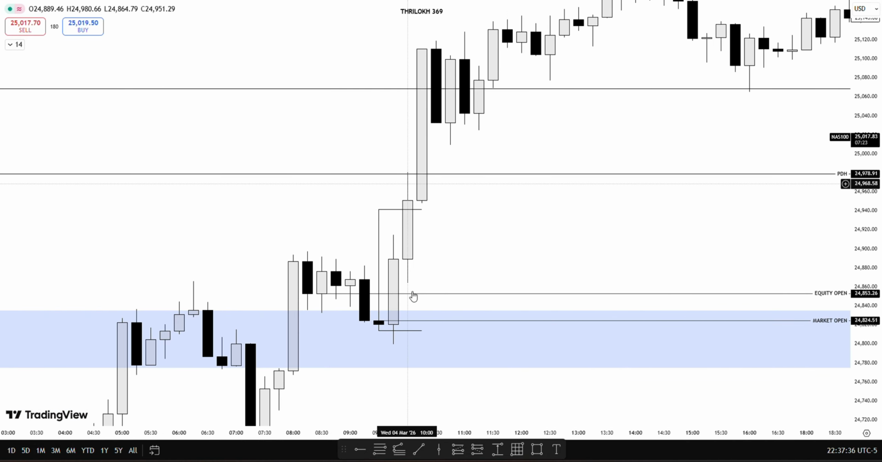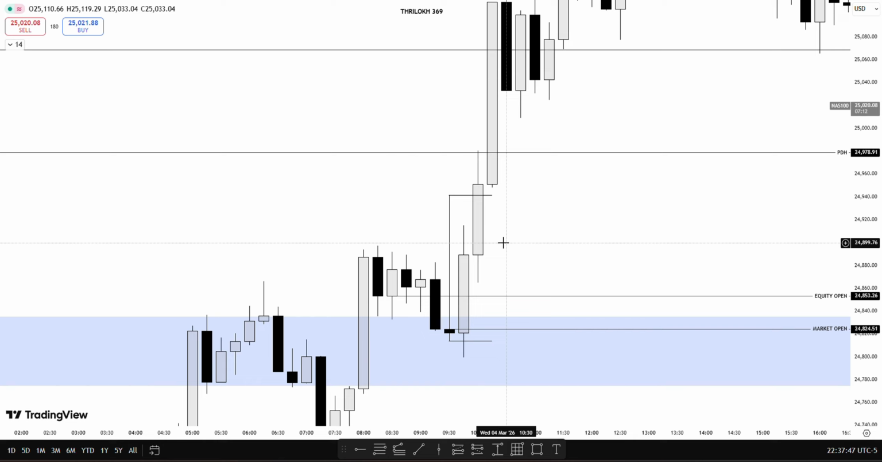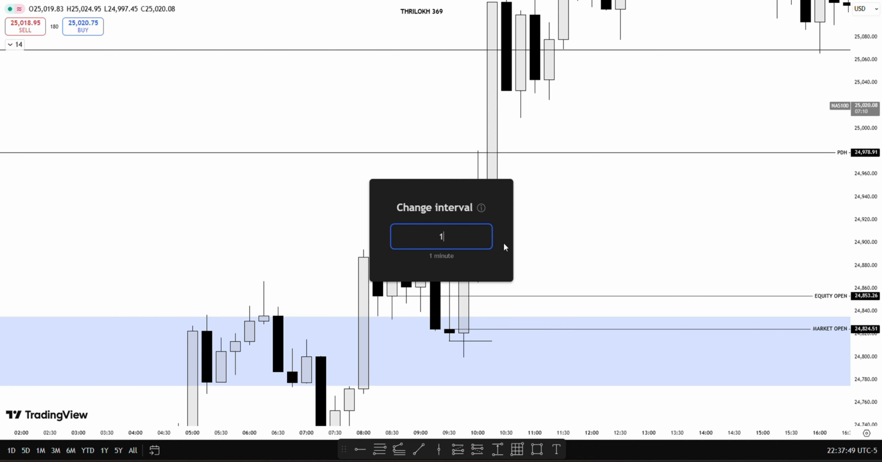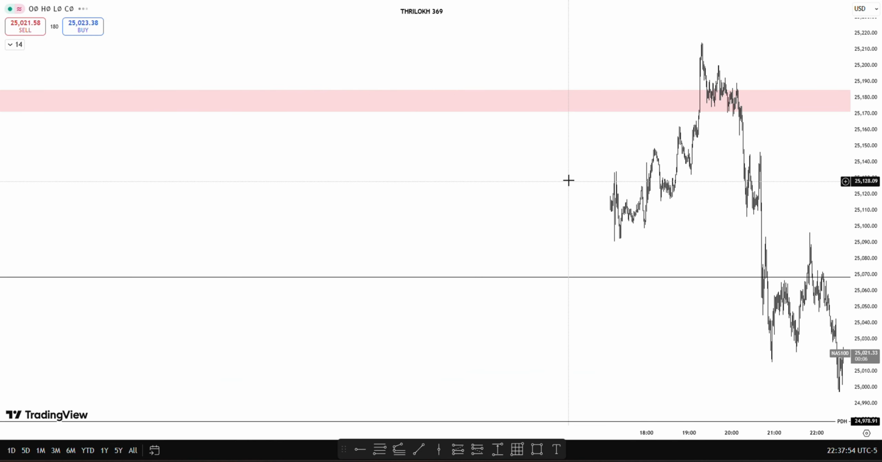It's not complicated. The CRT highs and lows are there. This is the CRT low, the CRT high, the purge, and the key level. Everything is aligned. If you're trading on the 15-minute, you want to go to the 1 minute for the entry.